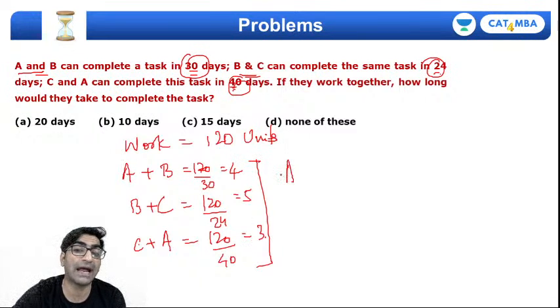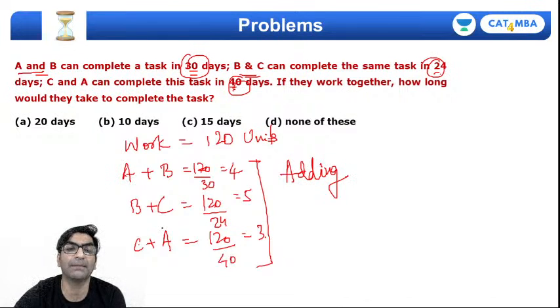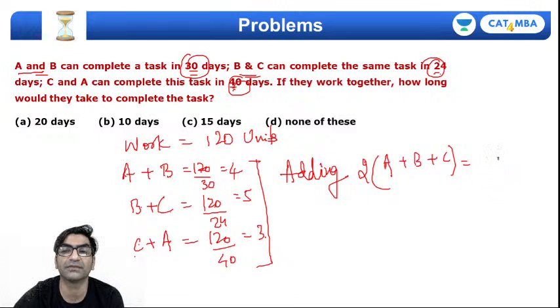अगर इन तीनों को मैं ऐड कर दूं, ठीक है? क्यों ऐड करते हैं? क्योंकि A plus A 2A हो जाएगा, B plus B 2B हो जाएगा, C plus C 2C हो जाएगा. So it will become a symmetrical equation. A plus B plus C into 2 equals 4 plus 5 is 9, 9 plus 3 is 12.